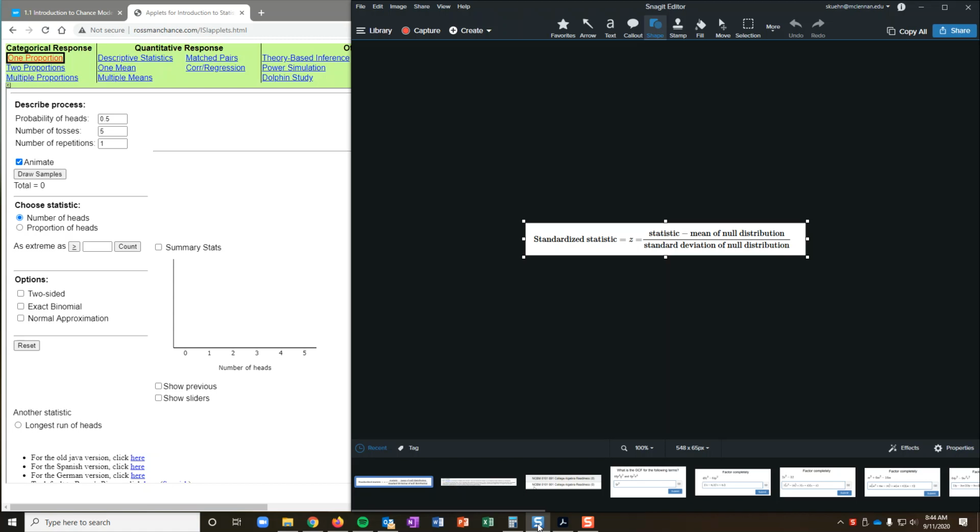So a question has come up on how do you find the standard deviation when you are asked to calculate the z-score or the standardized statistic. So we're going to use the Buzz and Doris example that we've been looking at.